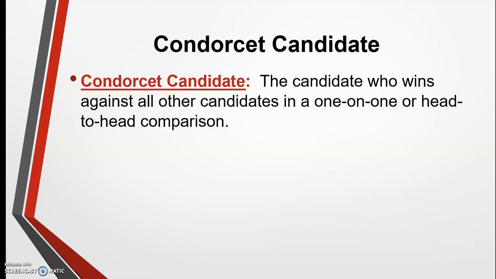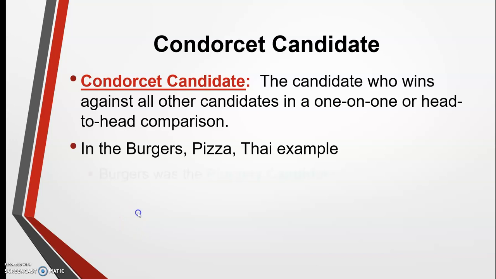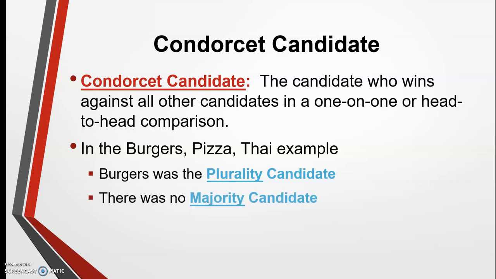When we talk about these comparisons and candidates that are capable of winning the head-to-head comparisons, we run into a new term called a Condorcet candidate. The Condorcet candidate is any candidate who can beat every other candidate in a one-on-one or head-to-head comparison. So in our previous example, pizza was a Condorcet candidate because pizza beat both burgers and tie in a head-to-head comparison. So in our burgers, pizza, and tie example, burgers was the plurality candidate, there was no majority candidate, and pizza was the Condorcet candidate.